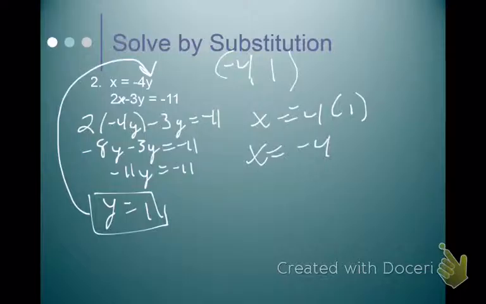Now stop and remind yourself what that means. If that's the solution to this system, that means if I plug those two numbers in for x and y in my two equations, it should make those two equations true. It also means if I graphed those two equations, those two lines should cross and meet at negative 4 comma 1. Okay?